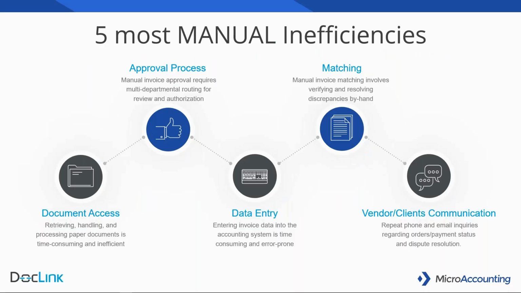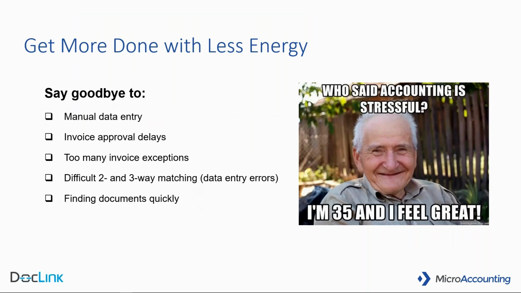So what we're going to be talking about is some of those manual, inefficient processes and how DocLink helps our customers with that. Document access, being able to retrieve those documents. An efficient approval process that gives your team many options to approve things and get things done in a timely manner. Data entry, being able to enter invoices, leveraging technology to reduce manual error, and matching and vendor client communications. We'll talk all about that in the next couple of minutes.